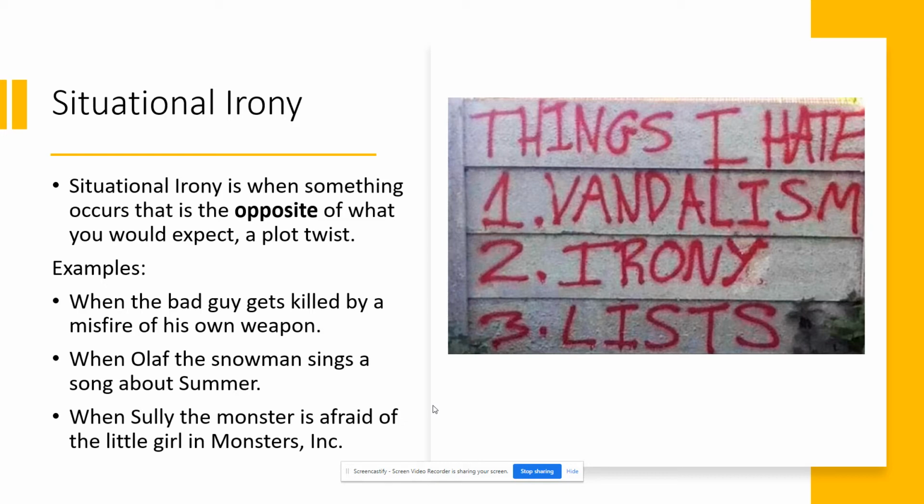When in the movie Frozen, Olaf the snowman sings his song about summer, what makes that song funny is that it is ironic because he is fantasizing about something that would not go the way that he expected at all. And in the movie Monsters, Inc., when Sully, the big bad monster, is afraid of the little girl, that is the exact opposite of what we would expect because she should be afraid of the monster. Those are situational irony.